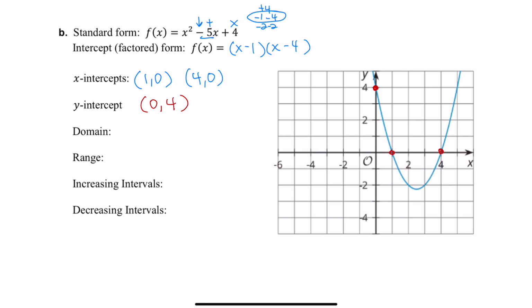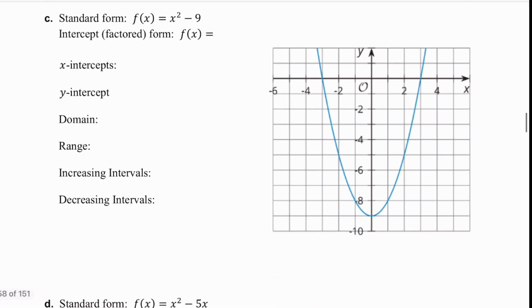Our domain goes in both directions forever, so you can say all real numbers. You could use this fancy R to say all real numbers, or you can say from negative infinity to infinity would be the domain. It's everything in between negative infinity to infinity. Skip down to part C.